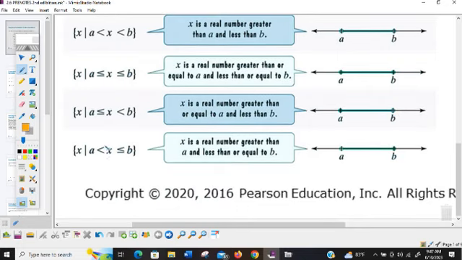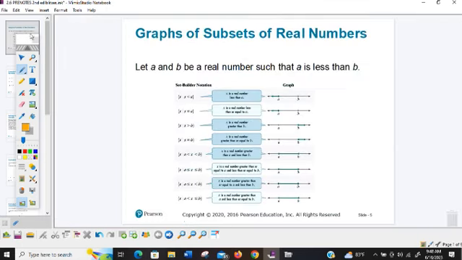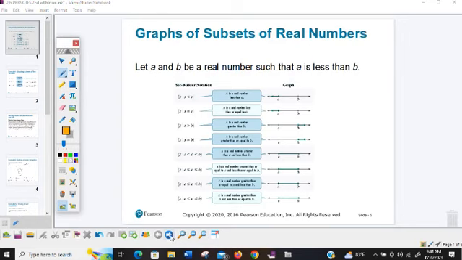And on this last one, we have no equal to at the A, so that's an open dot, and an equal to at the B. So that one would have a closed dot. A is an open dot, and B would be a closed dot. So let's get this back the right size, and let's look at the next slide.